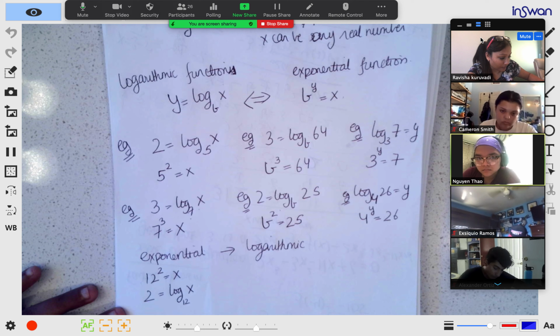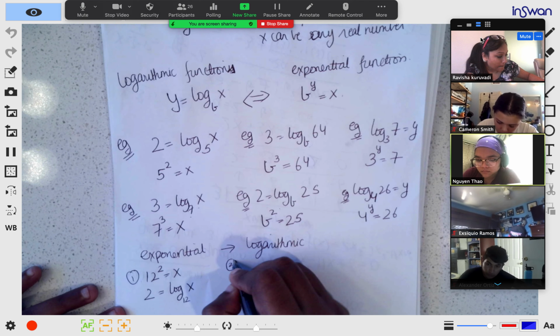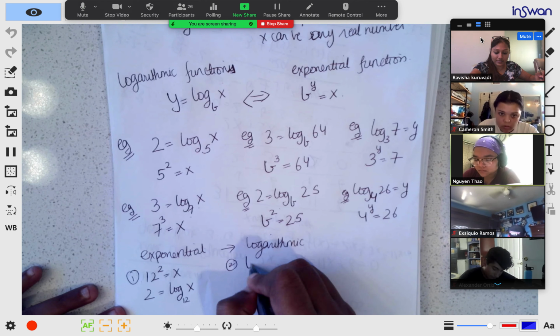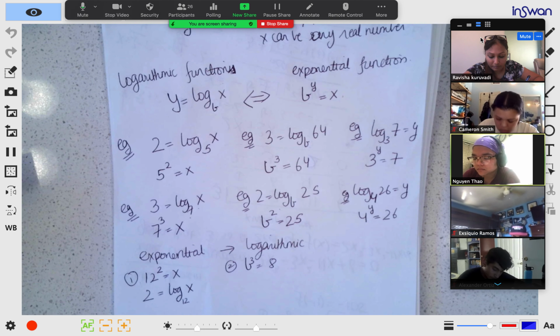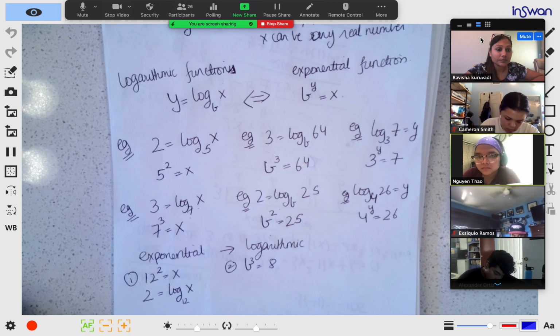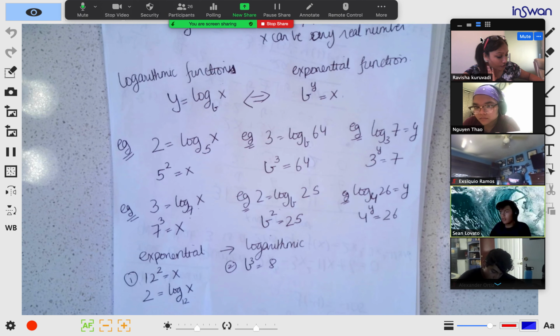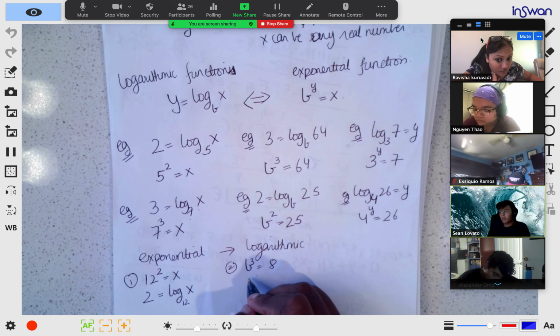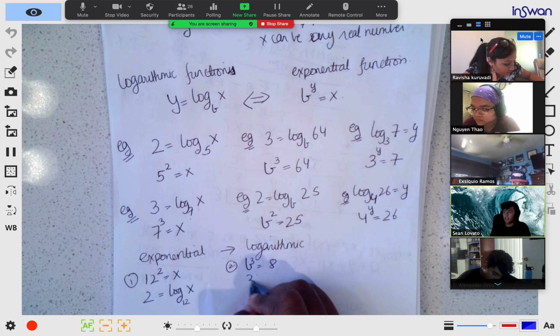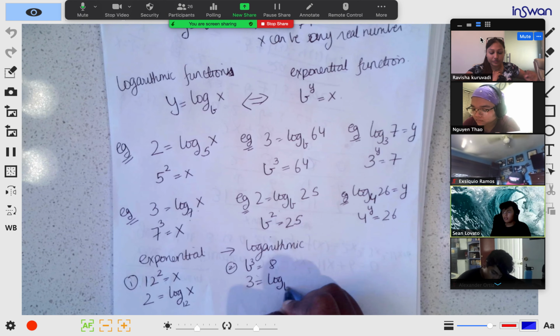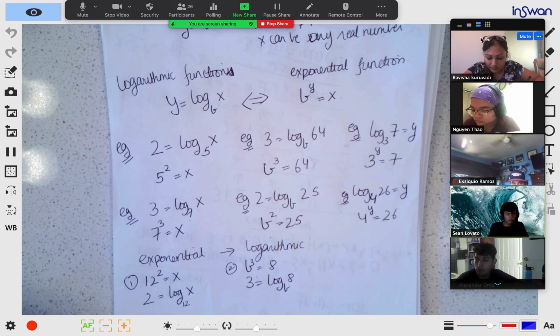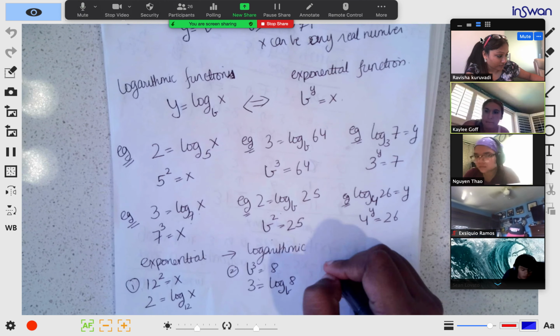Let's see one more example. If it says b cubed is equal to 8. Melanie is okay. Sean, how do I convert into logarithmic? It would become 3 is equal to log base b of 8. Log base b of 8. Good, really good. Okay. Kaylee, you're going to give me this one.